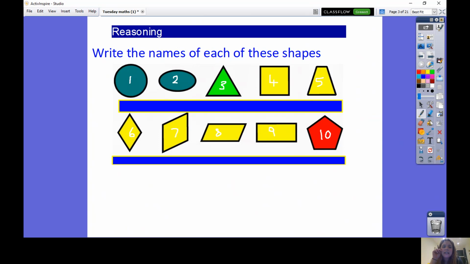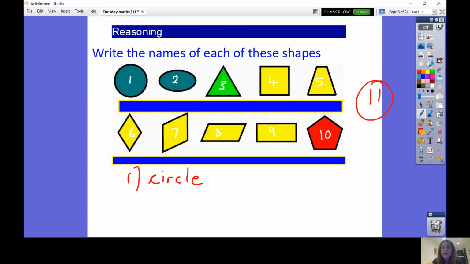Okay, your reasoning today then, you've got the 10 shapes in front of you. I want you to just write the numbers 1 to 10 and write down the names of these shapes. For example, number 1, you would write down circle. Please be careful with the spelling. There's some very tricky spellings in these shapes. So please pause the video now and write down the names of these 10 shapes.